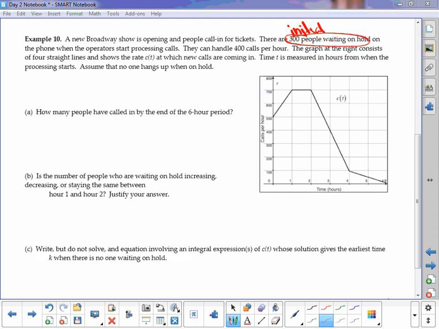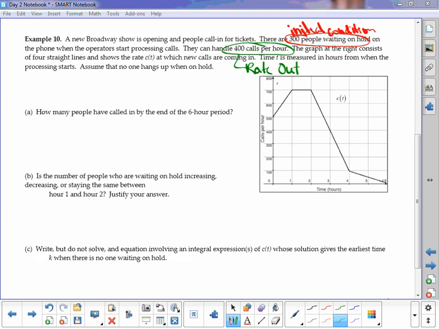I'm going to go and write initial condition. Rate in, rate out problems often have some type of starting amount that we have to take into consideration as well. Alright, and then it says they can handle 400 calls per hour. This is going to be my rate out because this is people getting processed, so no longer on hold. And notice it's that constant rate of 400 calls per hour. So no matter what hour, during that hour, 400 calls will be processed.